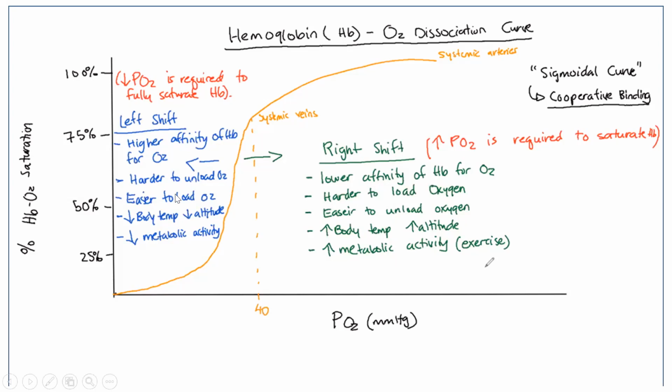In the opposite scenario, we think about left shift states. This is where there's decreased body temperature. We talked about decreased altitudes where there are higher partial pressures, decreased metabolic activity. And in these types of scenarios, a lower partial pressure is needed to fully saturate hemoglobin, but then a higher partial pressure is needed to unsaturate hemoglobin. So it's going to require a higher partial pressure to take that oxygen off of hemoglobin, okay?